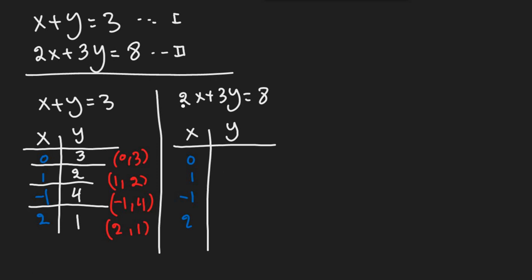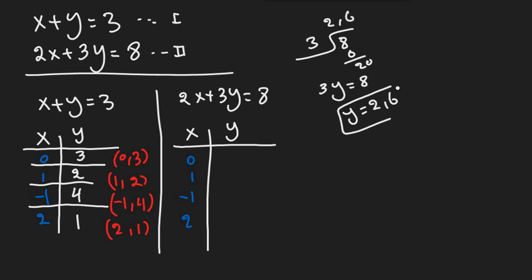If x is 0, the whole term is 0, and then we have 3y equal to 8. Y is equal to 8 divided by 3, which is 2.6. Let's say 2.6, because it's a repeating decimal. So if x is 0, y is 2.6.